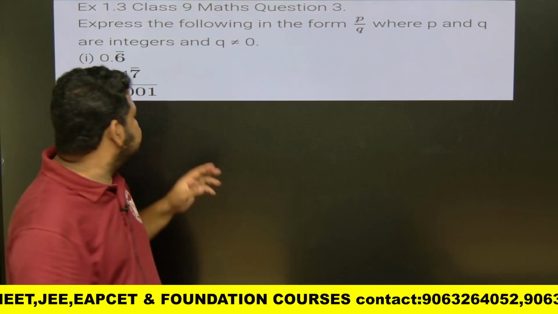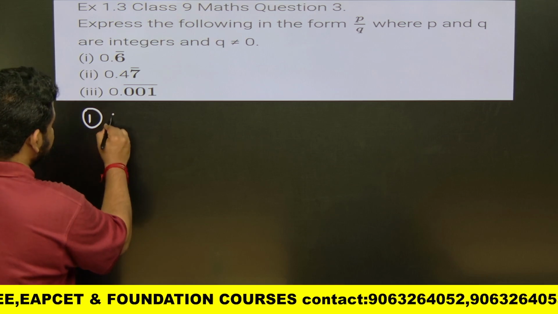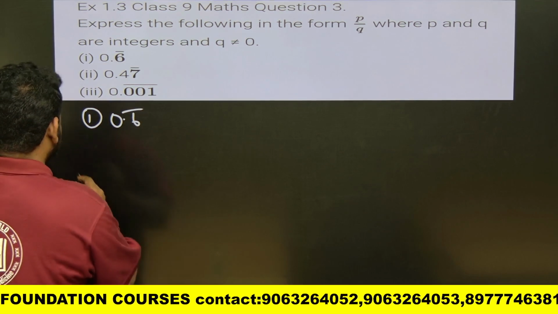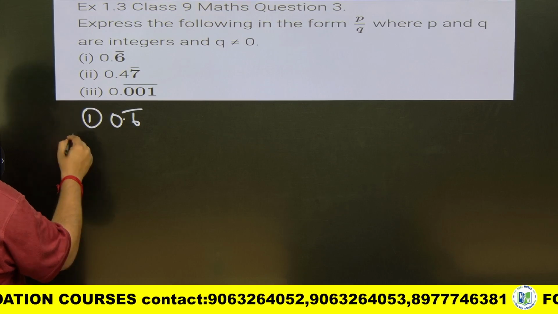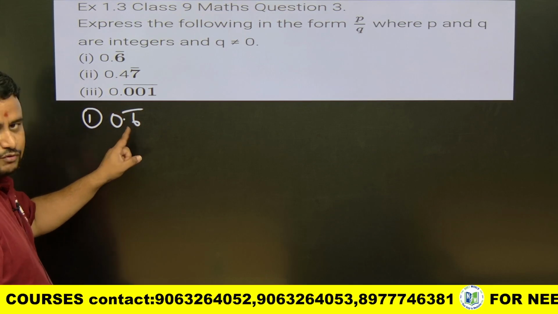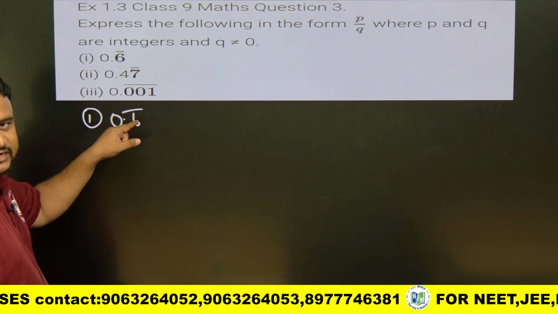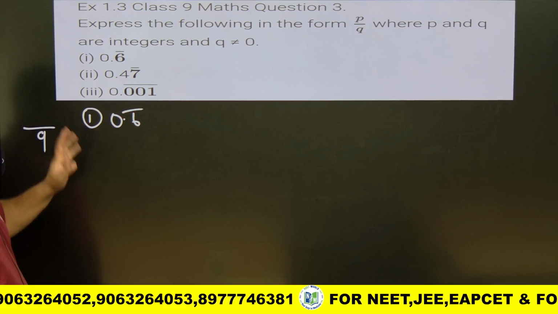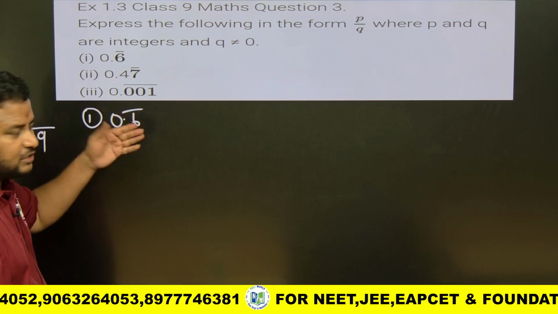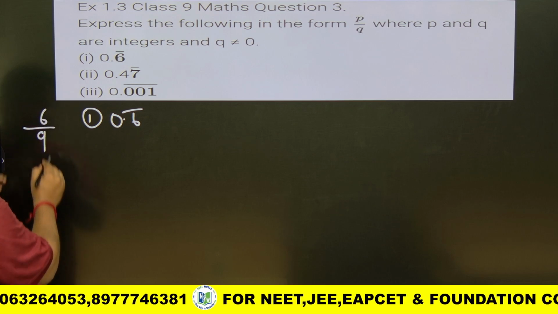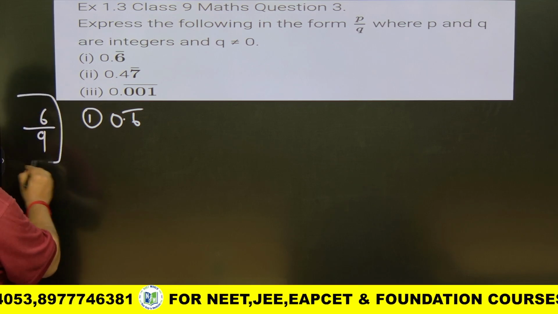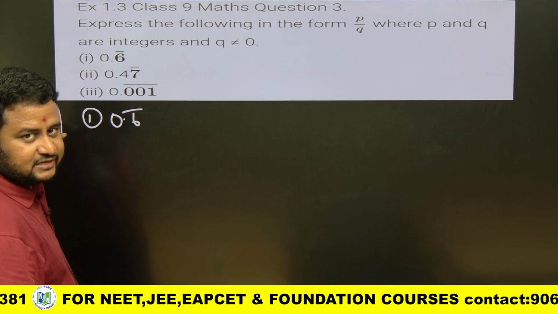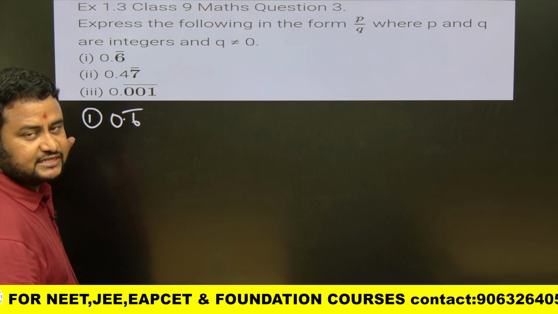What they have given is 0.6 bar. From my shortcut method, what can I do? 0.6 bar is there, after the decimal there is one number, and the bar is on one number, so the denominator will have one 9. What about the numerator? Whatever is after the decimal point, the same thing will become the numerator, so I can write it as 6 by 9. This is my shortcut method, but in the examination you will not get marks for it. You will write it differently. If you write like this, it is only to verify whether you are getting the right answer or not.